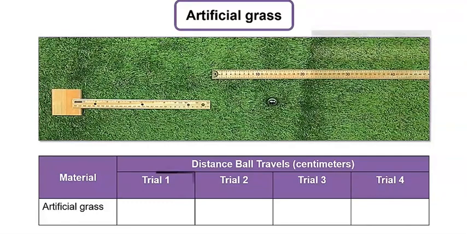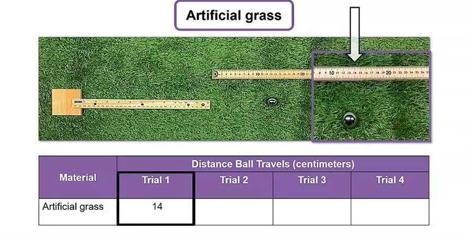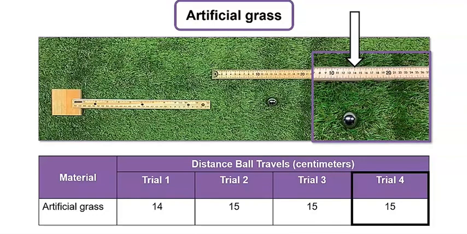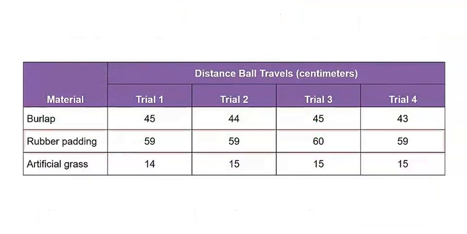Oh my, for trial 1, the ball only rolls 14 centimeters. Again, I will conduct 3 more trials. For trial 2, the ball rolls 15 centimeters. For trial 3, the ball rolls 15 centimeters. For trial 4, the ball rolls 15 centimeters. We've collected some useful data.